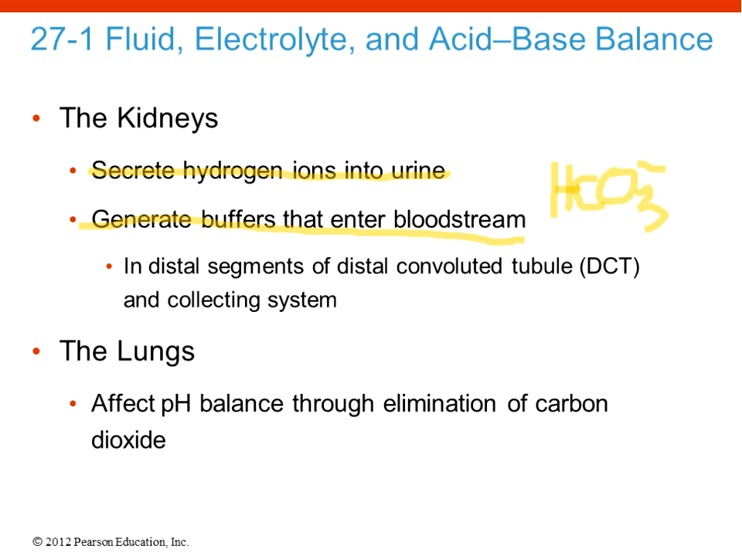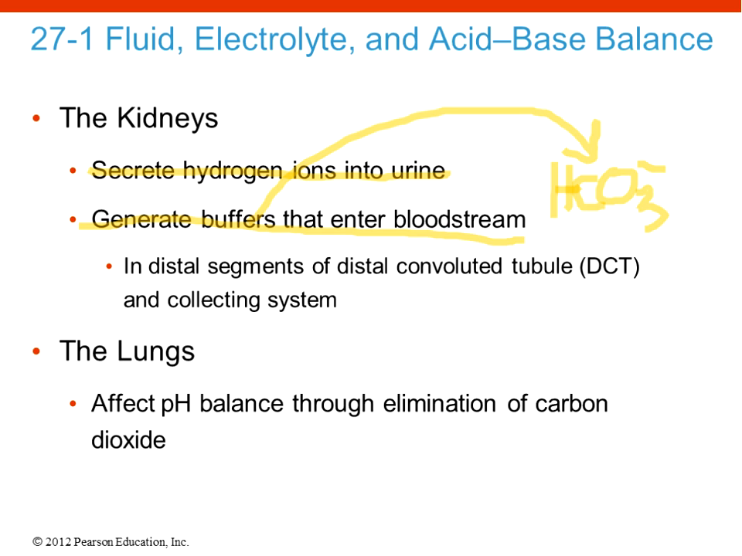HCO3 negative is a buffer. And that buffer that's generated, that we pull out of the filtrate in the distal convoluted tubule and the collecting system, that we pull this bicarbonate out. So this bicarbonate is a buffer. It's one of the three classes of buffers that we're going to talk about.